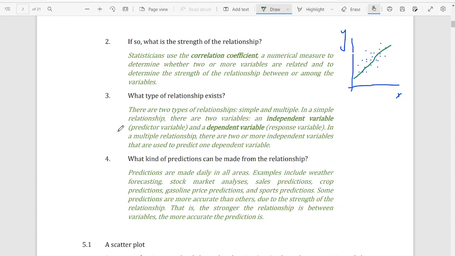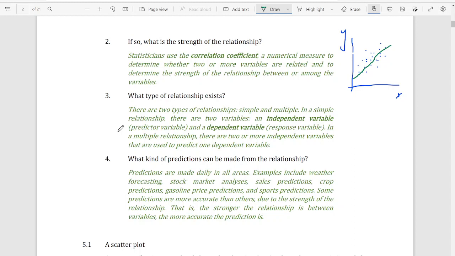Apa pula independent dengan dependent variable ni? So, independent variable ni adalah pemboleh ubah yang diketahui nilainya. It is given values. It is known values. Benda yang kita tahu. Dependent variable pula adalah sesuatu yang kita perlu terbitkan daripada independent variable. Dia tidak diketahui. Hanya boleh diperolehi apabila kita tahu nilai independent variable. Okay. So, dependent variable will be the one that we want to predict, the one that we want to forecast ataupun approximate based on the regression equation. So, that is the dependent variable.